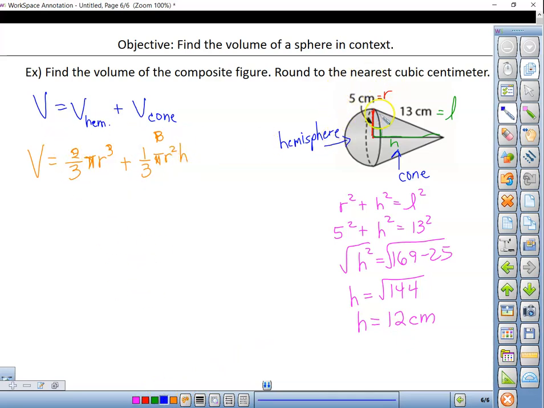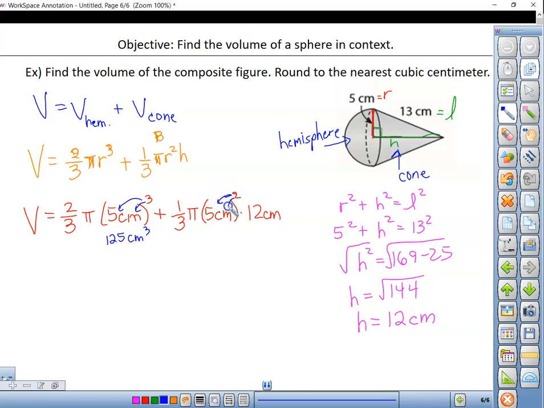We have the measurements that we need, radius for both, height for the cone. So our total volume is going to be 2/3 times pi times the 5 centimeters cubed in this part, plus 1/3 times pi times 5 centimeters squared in that part times the height of 12 centimeters. So here, 5 cubed, that's 125. And here, 5 squared is 25.